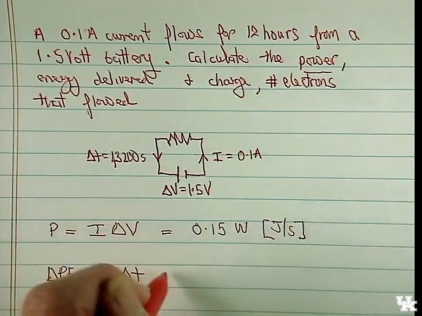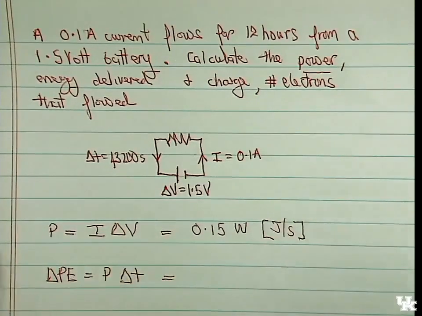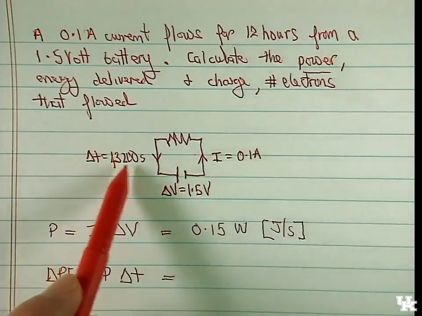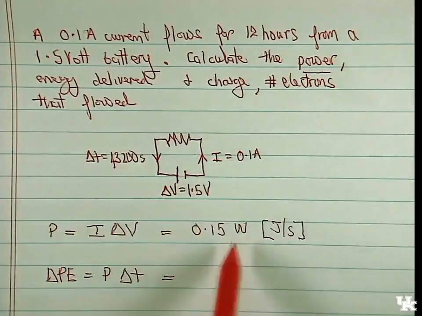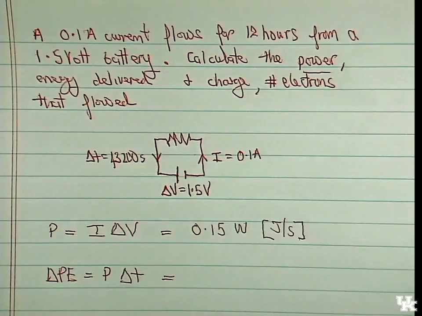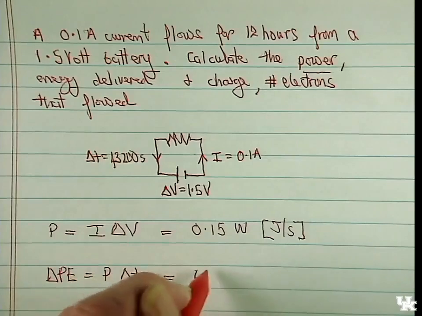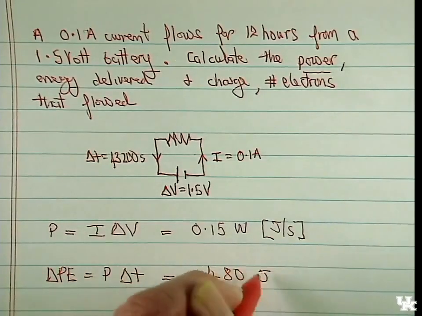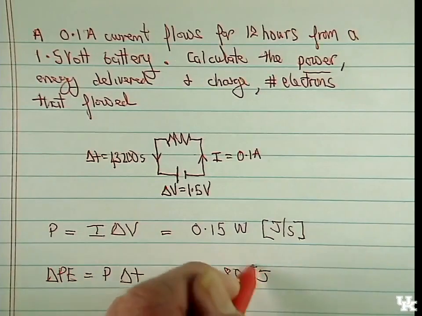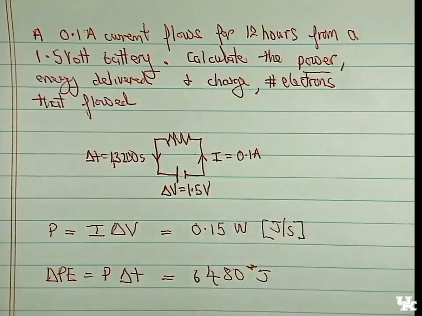And so if I multiply, I've got 43,200 seconds. I've got 0.15 watts, or 0.15 joules per second. If I multiply those two numbers, I got 6,480. That's joules. So that's the joules of energy that get dissipated over the 12 hours.